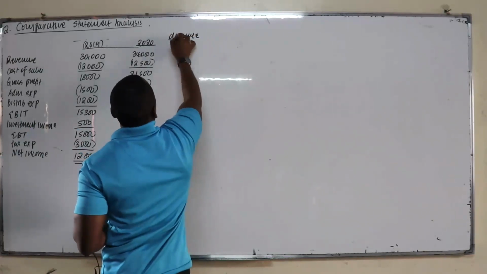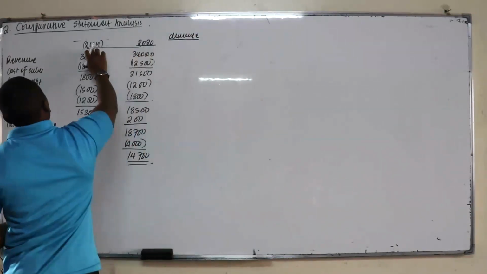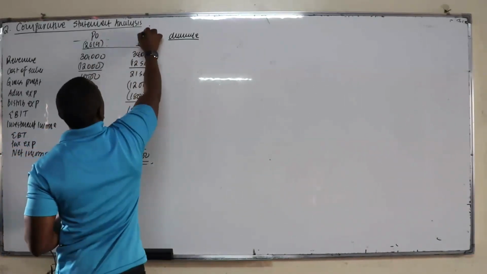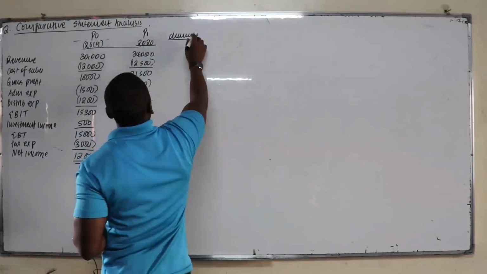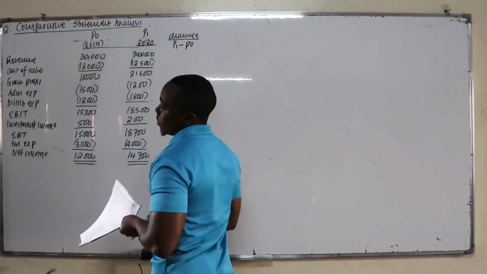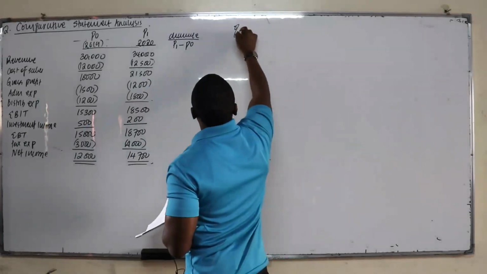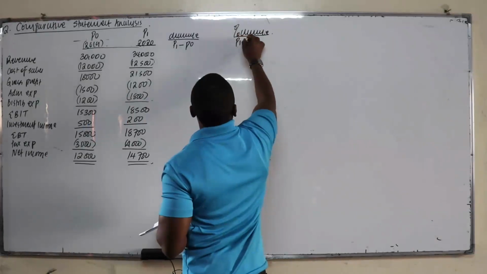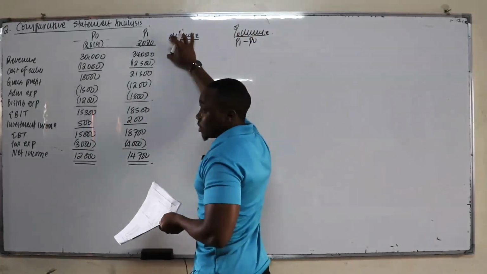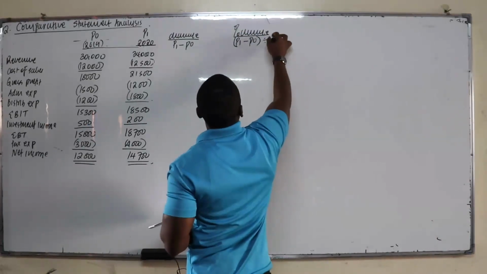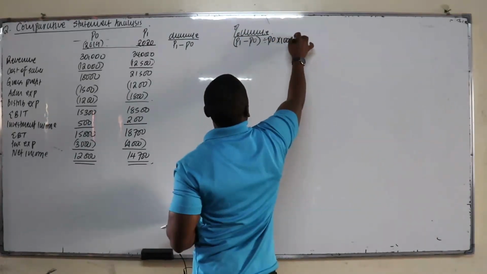And how do we get the change? You hold the first period or the base year to be P0, and then 2020 now will be P1. So to get the change, you take P1 minus P0. And how do we get the percentage change? You take P1 minus P0, you get the change. Once you get the change, you divide by the base case, which is P0, then you multiply by 100%.